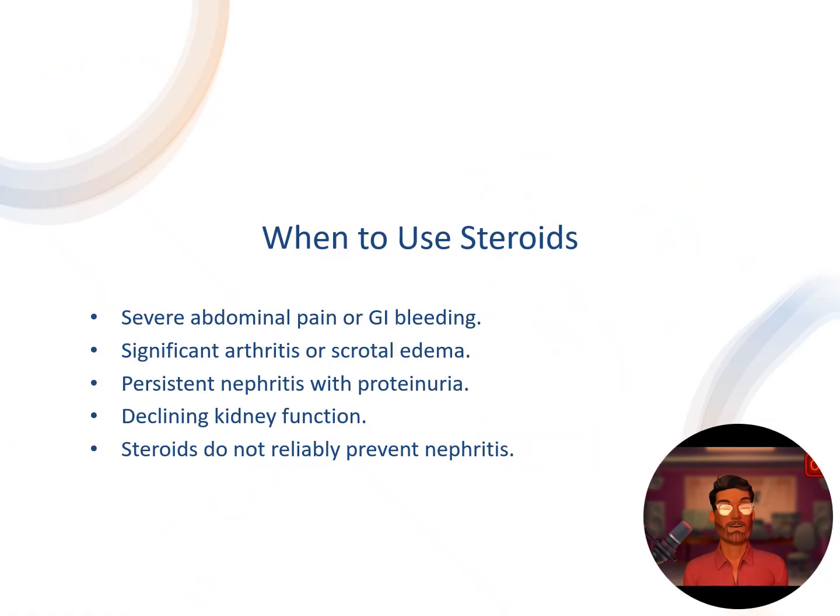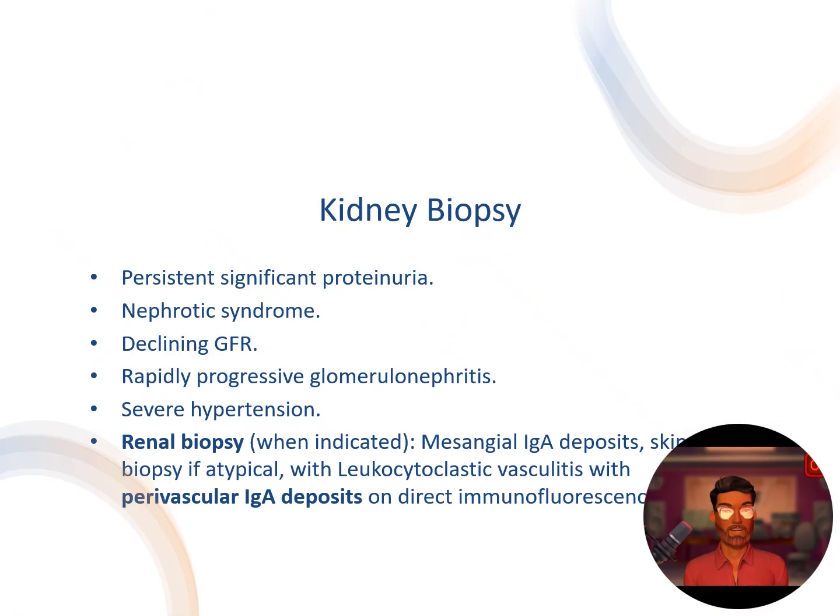As we mentioned a moment ago, you may use steroids for severe abdominal pain or GI bleeding, significant arthritis, persistent nephritis with proteinuria, or declining kidney function, but steroids do not reliably prevent nephritis and should not be used for preventative care. When we do the kidney biopsy: persistent significant proteinuria or nephrotic syndrome, as well as some evidence of rapidly progressive glomerulonephritis or decline in eGFR.